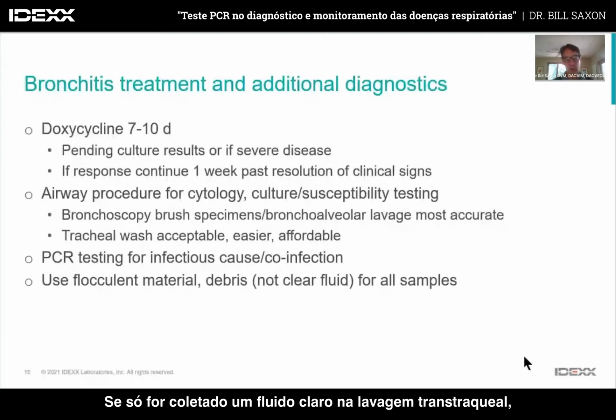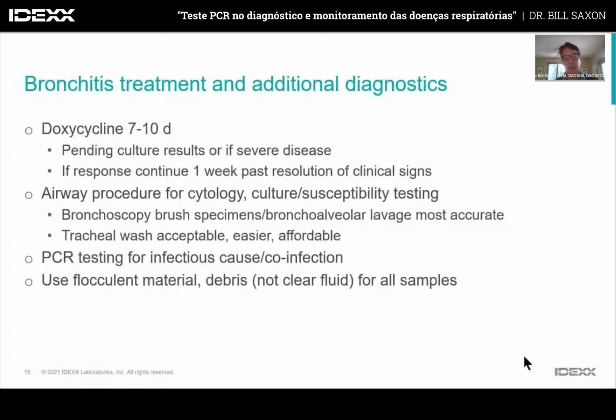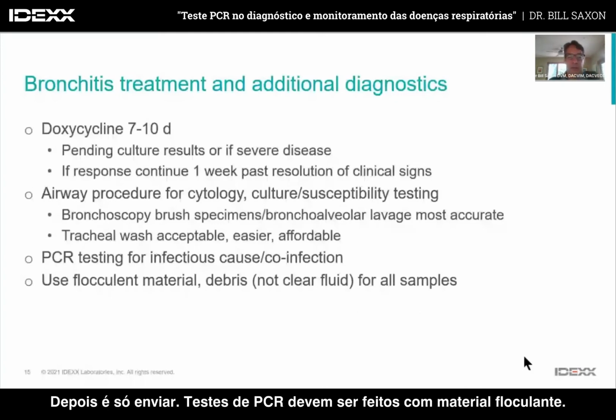If you get clear fluid only on your transtracheal wash, I would do it again. Just repeat the procedure and really aspirate until you get, if you're lucky, the tip of the red rubber catheter, which is most commonly used, maybe against the wall of the bronchi, and then by sucking, you might even get some cells out of there, where bacteria can adhere, and that may be recovered more easily there. So you get the picture. All right, and then same for PCR testing, make sure it's on flocculent material.